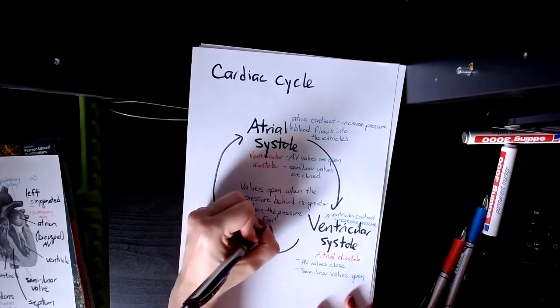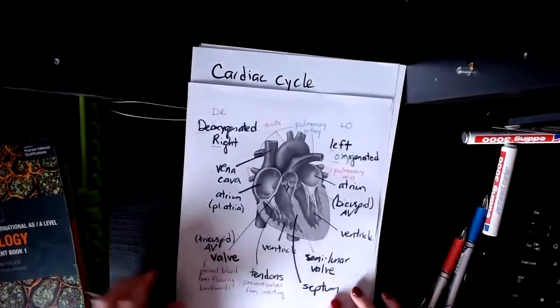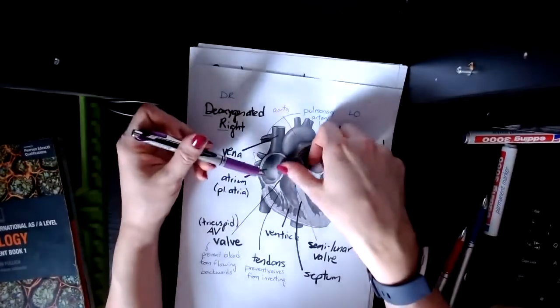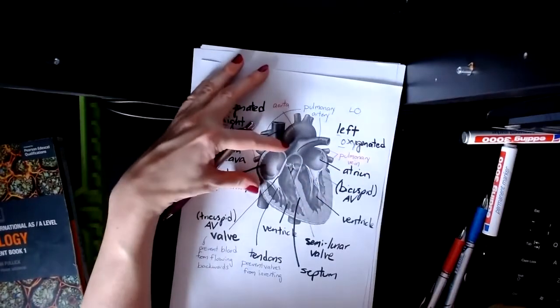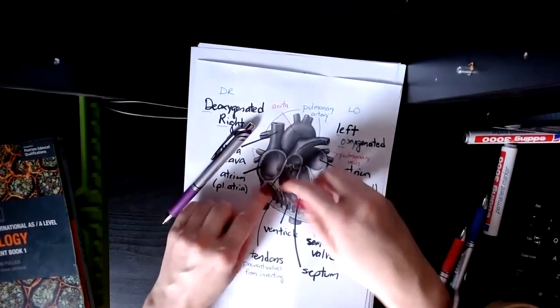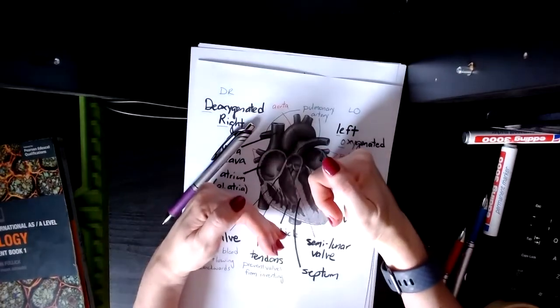And remember I said valves only open one way. That's what the tendons are for, to make sure they don't invert the other way. So valves open when the pressure behind is greater than the pressure in front. What does that mean? Let's look at this. When the atria contract, that increases the pressure in the atria, and now the pressure here is greater than the pressure in the ventricles, so these valves will open.